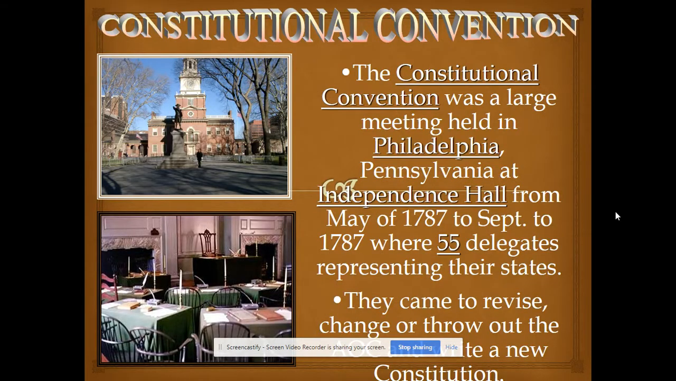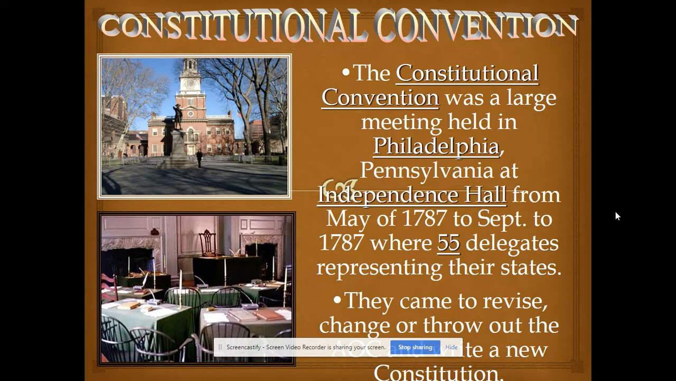And that's exactly what they actually do. So here is Independence Hall. You can go visit it. It's a pretty popular spot and one of the most popular spots to visit in Philadelphia. I've never been to Philadelphia, so I can't say I've actually been there to see it myself.